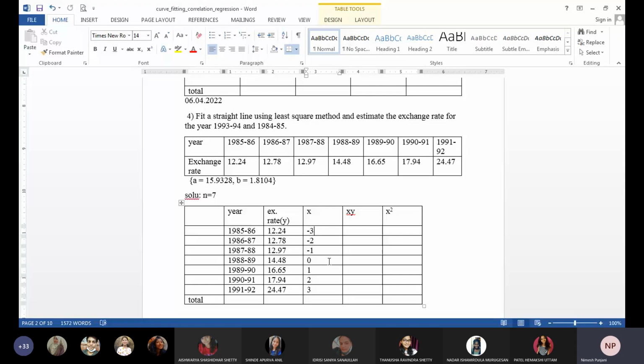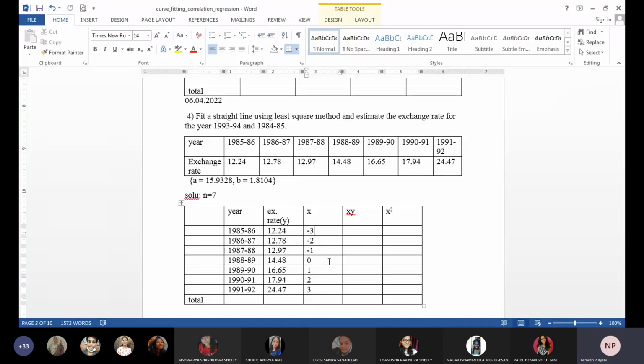Again I repeat, when your n is odd, then (n plus 1) divided by 2 should be taken as 0. So (n plus 1) divided by 2 is basically your central most observation. That is the central most observation, so the central most observation has to be taken as 0. As you move down, go on adding 1. As you move up, go on subtracting 1.